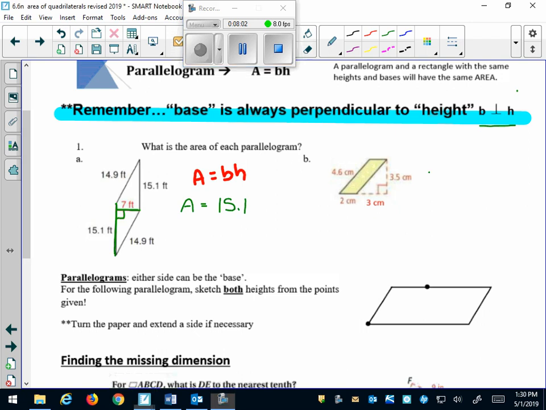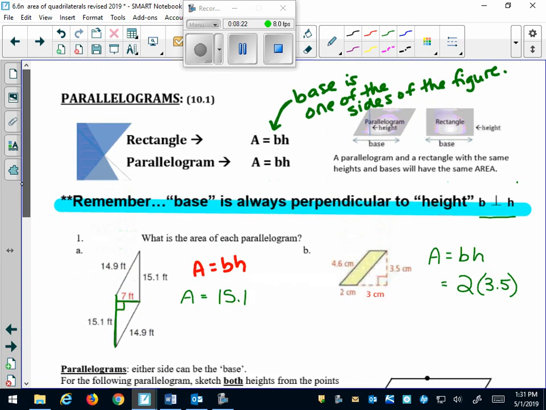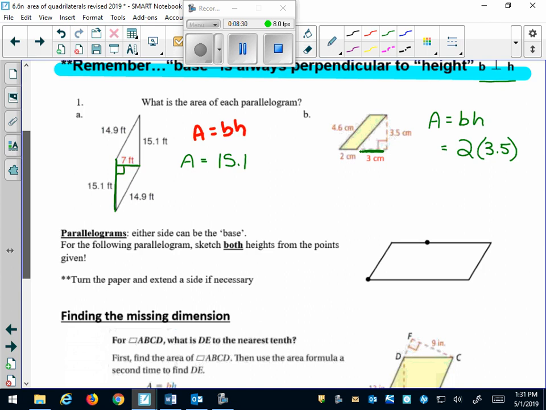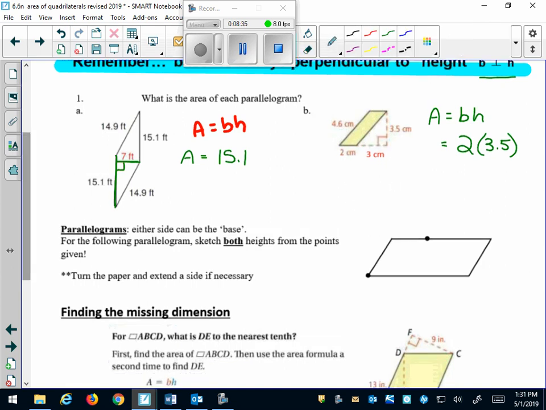Okay, for this one, what are we going to use as our base and height? 3.5 and 2. Base is 2 and height is 3.5. Why? Because the base is always one of the sides of the figure. Is this piece one of the sides of the figure? No, so we're not going to use that length of 3 at all. We're going to use the 2.